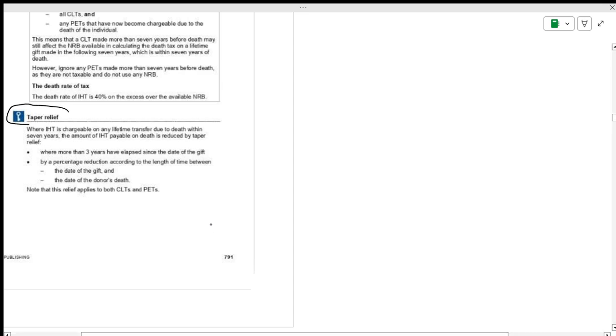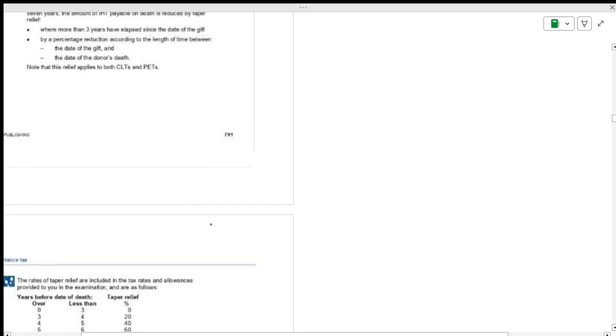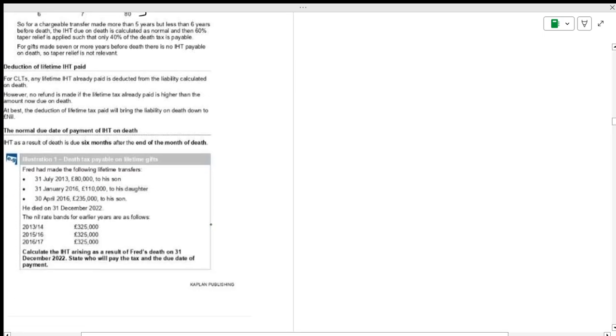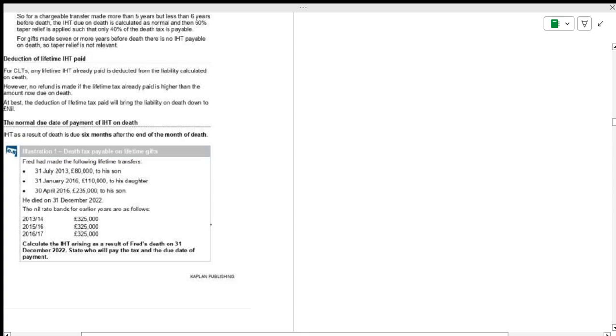Taper relief. Have you read about this? No. This is very interesting also. These are the rules. Again we have to take it tomorrow. It is another separate topic. Tomorrow we will do this and wind it off.